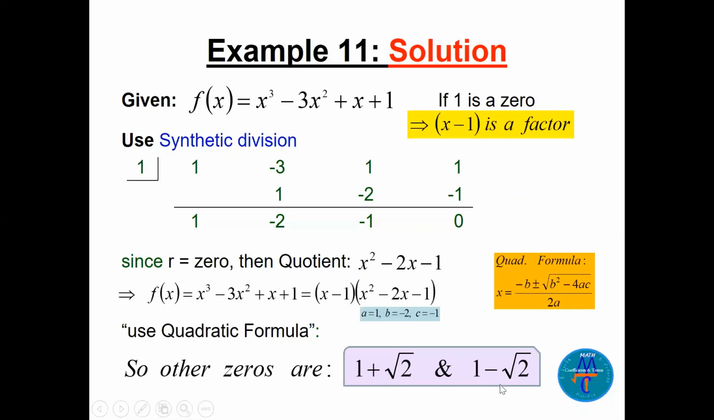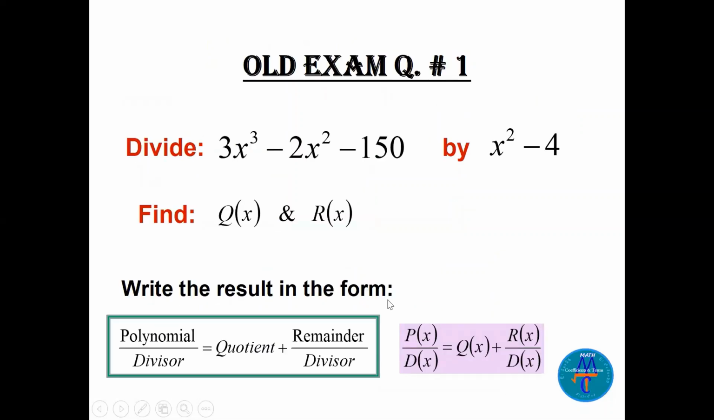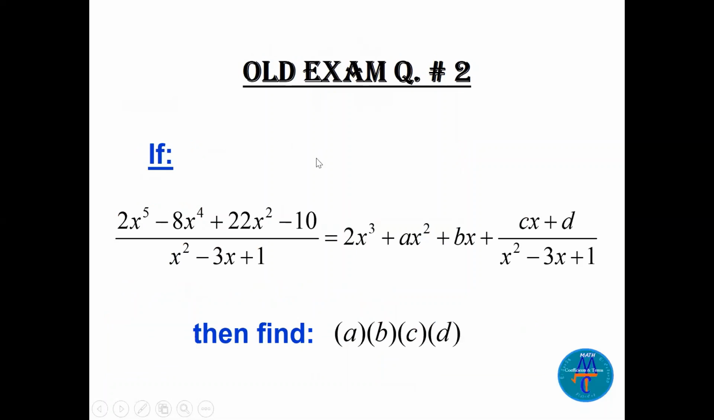Now, I have prepared some questions for you. Divide this one by x squared minus 4, find the quotient and the remainder. Another question: if all this degree 5 polynomial divided by this is equal to 2x cubed plus ax squared plus bx plus, that's all the quotient, and then the remainder is cx plus d. Remember, we did one example similar to this. Then find a times b times c times d, just a product here.